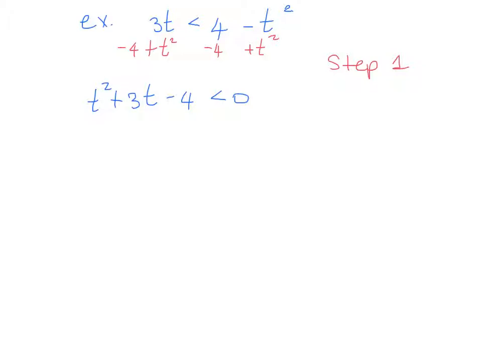Now we are ready for our second step, which is factoring. Again, we're looking for two numbers with a product of -4 and a sum of +3. And our two numbers are 4 and -1. So here we have t plus 4 and t minus 1 is less than 0. So that's step 2. We've factored. But now is where things get a little bit different. This is the part you were probably waiting for.